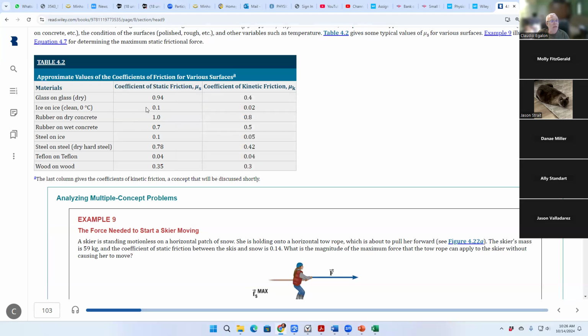Here you go, ice on ice. 0.1 for static friction, a cube of ice over an icy surface, right? That's the coefficient of static friction, 0.1. And the coefficient of kinetic friction is much less. It's 20% only.